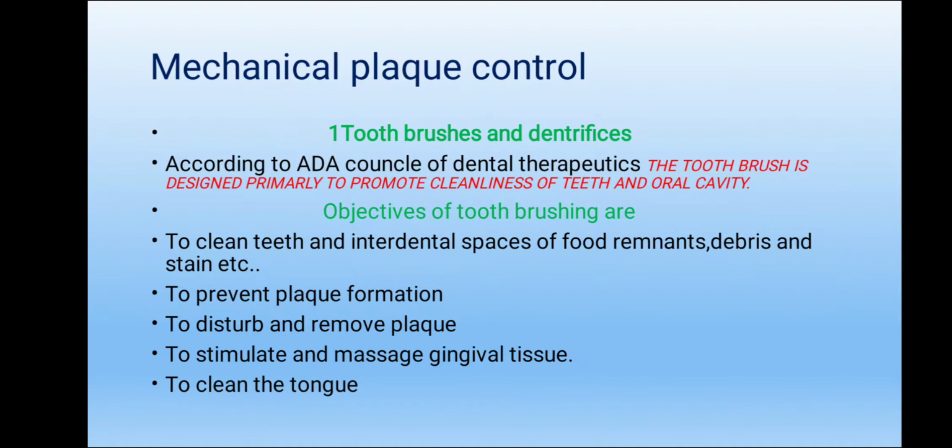Mechanical plaque control, toothbrushes and dental floss. According to the ADA Council of Dental Therapeutics, the toothbrush is designed primarily to promote cleanliness of the teeth and the oral cavity. The main objective of the toothbrush is to clean the teeth and interdental space of food remnants, debris and stains, to prevent plaque formation and to disturb and remove already formed plaque, to stimulate and massage the gingival tissue and to clean the tongue.